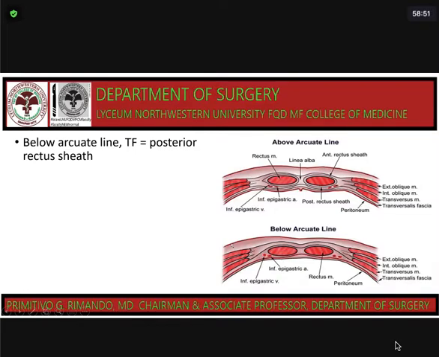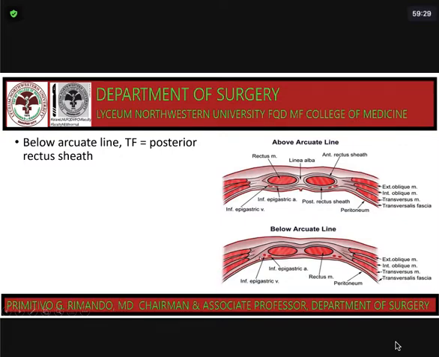So it's as if they went into a rally, and they all went forward. They all went anteriorly. So there is no more aponeurotic sheath below. Below the arcuate line, you do not have a posterior rectus sheath anymore. You only have the transversalis fascia.